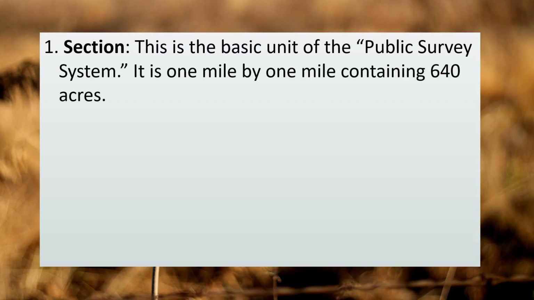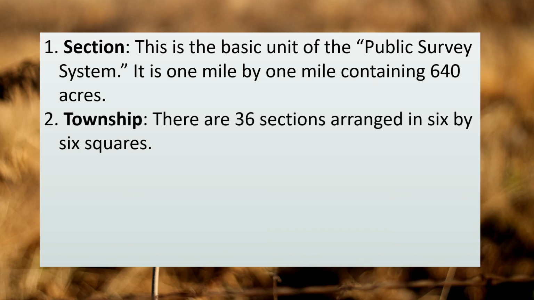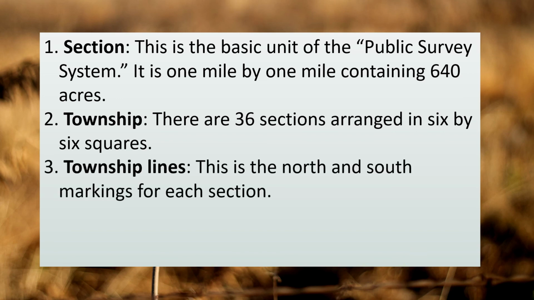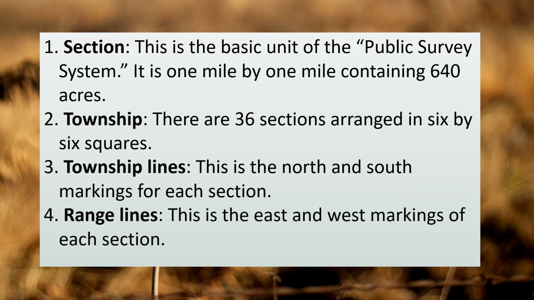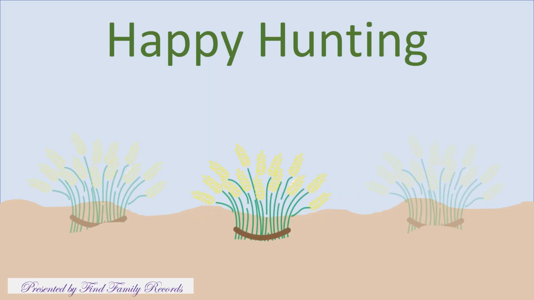Here are the basics. Section. This is the basic unit of the public survey system. It is 1 mile by 1 mile containing 640 acres. Township. There are 36 sections arranged in 6 by 6 squares. Township lines. This is the north and south markings for each section. Range lines. This is the east and west markings of each section. Happy hunting!